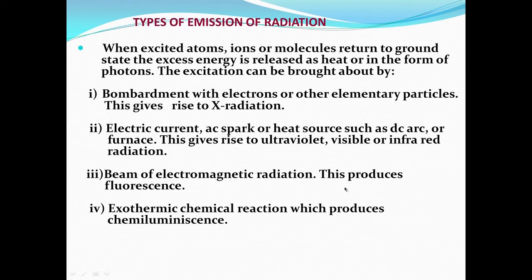And a beam of electromagnetic radiation, if it is emitted from what you have supplied, then it is known as fluorescence. That means radiation entering is one wavelength, radiation coming out is another wavelength. In the case of absorption, what goes in comes out the same. And an exothermic chemical reaction means there is no energy supply as such, but from the chemical reaction the outcome is in the form of radiation, that is known as chemiluminescence.